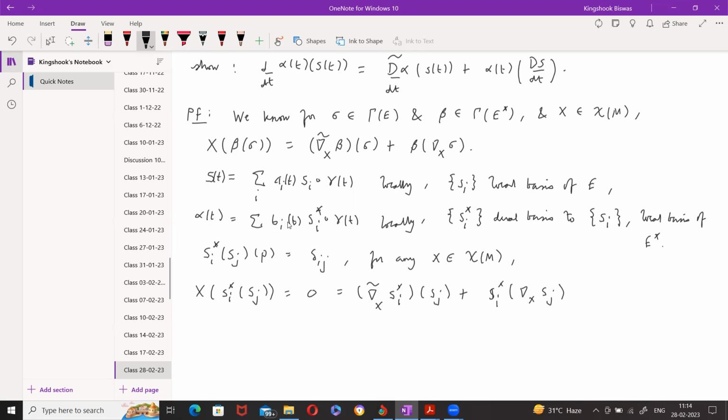Now I look at the right hand side of the equation that I want to prove. So let me compute this D tilde alpha dt applied to S of t. This will be, from this equation for alpha t in terms of S_i stars, by linearity and the Leibniz rule for the covariant derivative along curves, a sum over i.